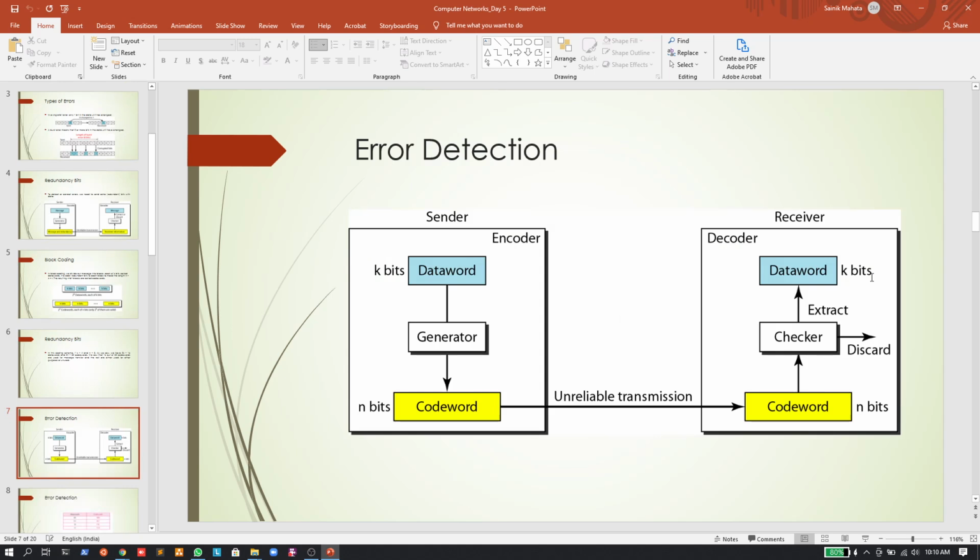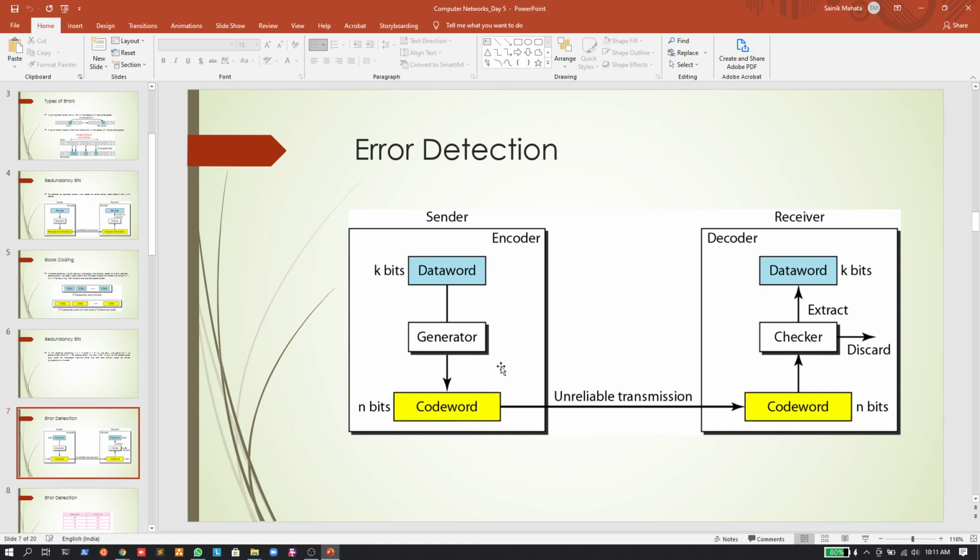Now, as we discussed earlier, there will be two steps. One is error detection and one is error correction. If I come to the error detection part and see the diagram here, at the sender side there will be an encoder, and there will be a data word, which we have seen earlier is of K bits, and there will be a generator. What will the generator do? It will just add redundant bits to the data, and after adding the redundant bits, the data word will be converted into code words, and the size will be n bits, right?